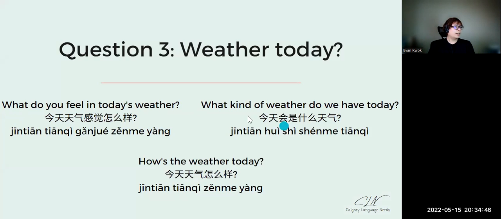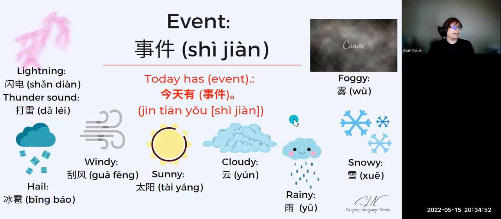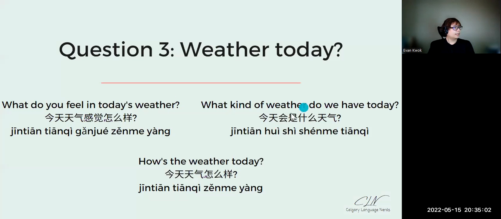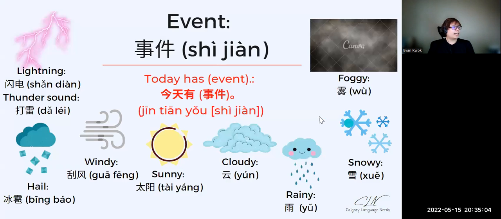So for example, if somebody asks 今天会是什么天气? Let's say today is raining. We can say 今天有雨. Today has rain. 今天有雨. And that's how you're going to use it for events.